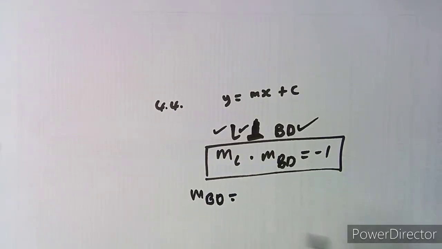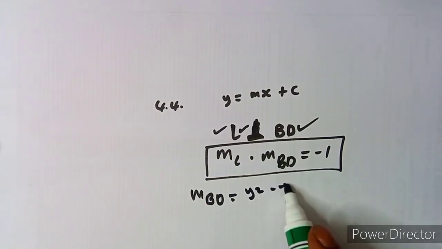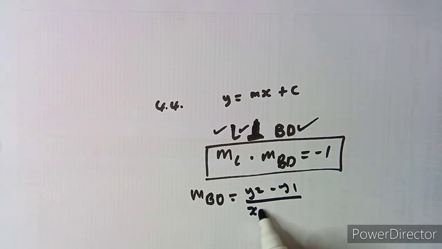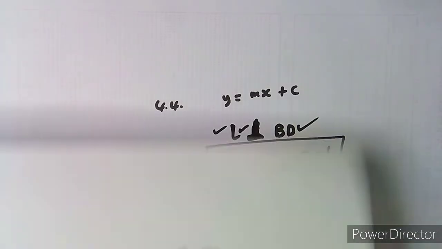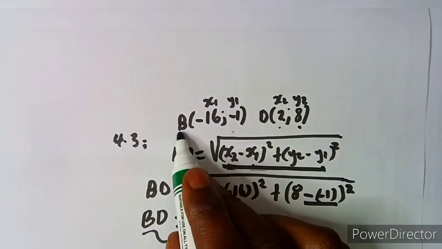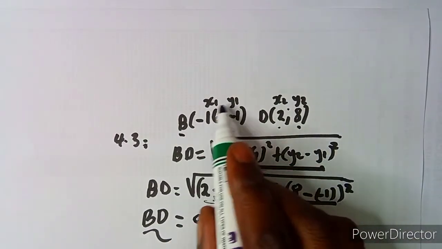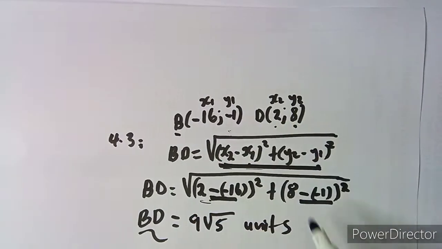Still we have the same formula, guys, for gradient. That's y2 minus y1 over x2 minus x1. So you can just substitute on the formula. But remember, I once wrote these points for BD here. I once wrote the points down for B and D. So we listed x1, y1, so we just substitute here.